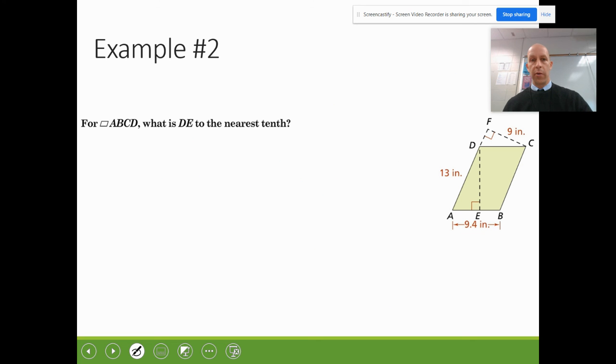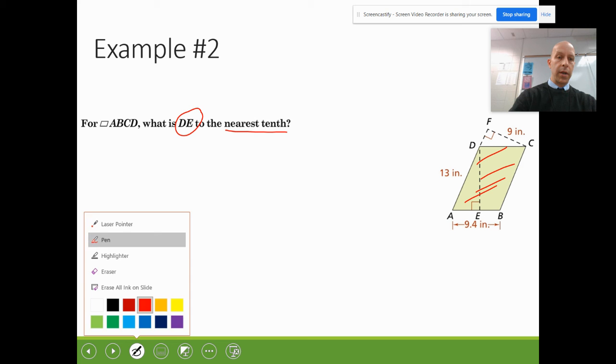Now, we've got an interesting little problem here. They're asking us to find DE to the nearest tenth. So we've got a lot of information here, and here's how we're going to approach it. We're going to find the area of this parallelogram, and then we're going to use that information to find the length of DE. I'm going to erase everything I have written.